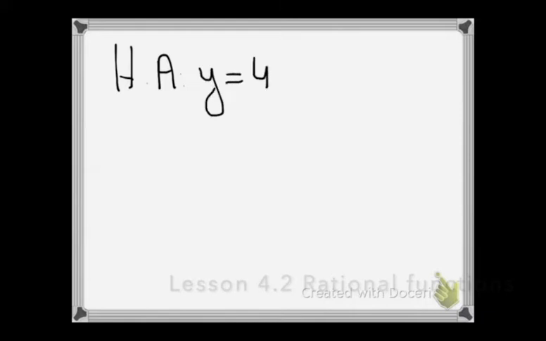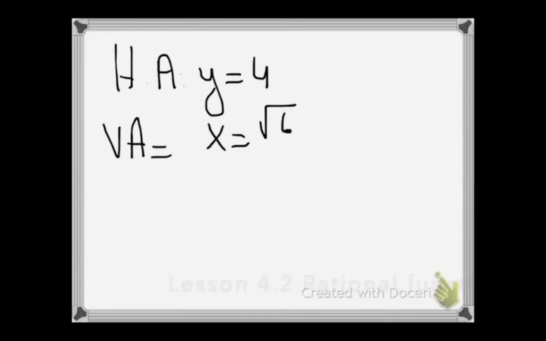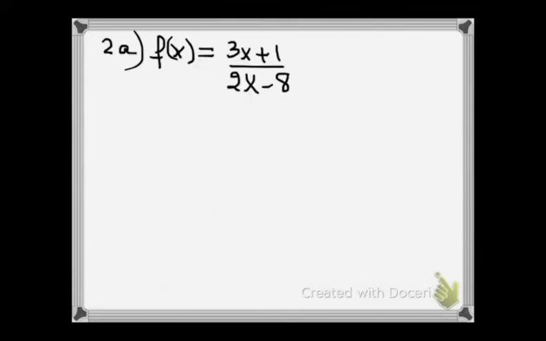Now my final answer for HA is y equals 4, and as VA I have two vertical asymptotes, which are x equals square root 6 over 2 and x equals minus square root 6 over 2.